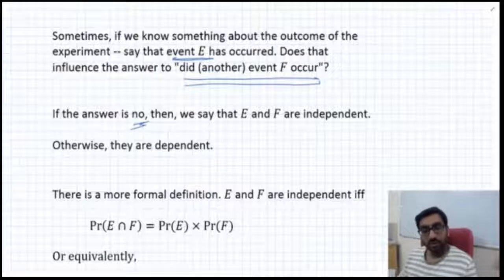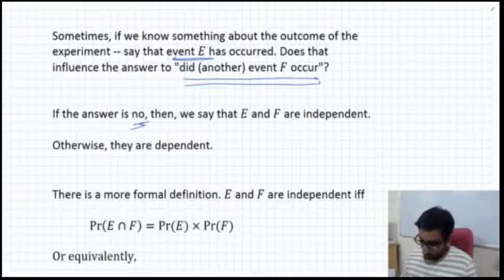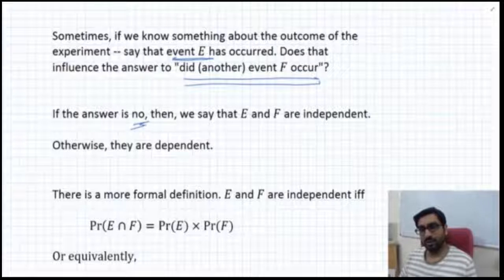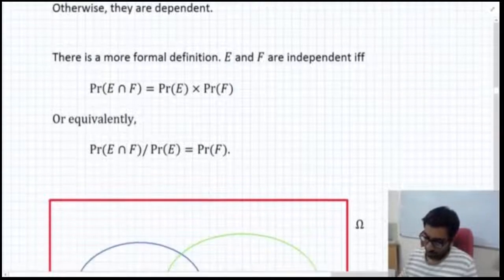On the other hand, now suppose the event E occurs, and that somehow changes the probability of F occurring or not occurring. Then we say that the two events are dependent on each other. This is an intuitive definition, but there's actually a more formal definition. So let's look at the more formal definition.